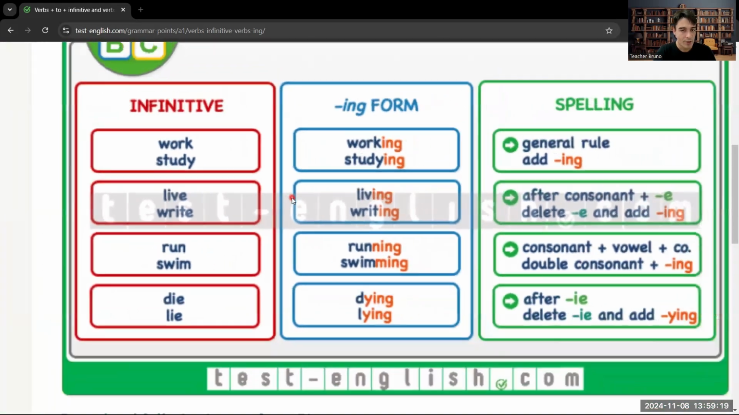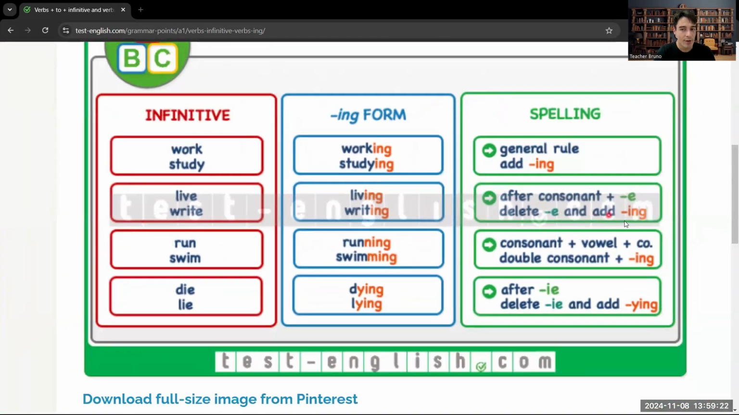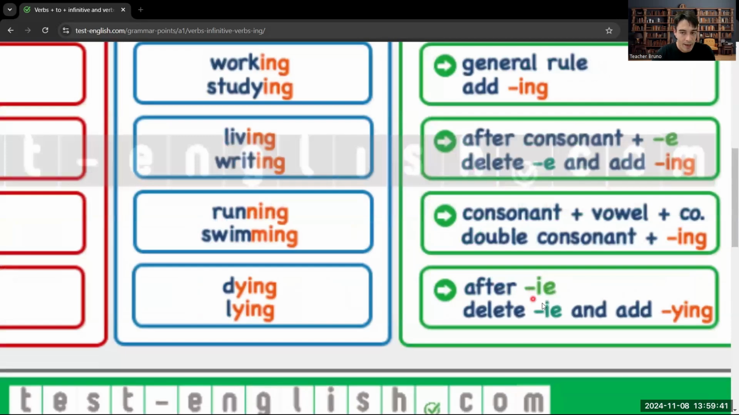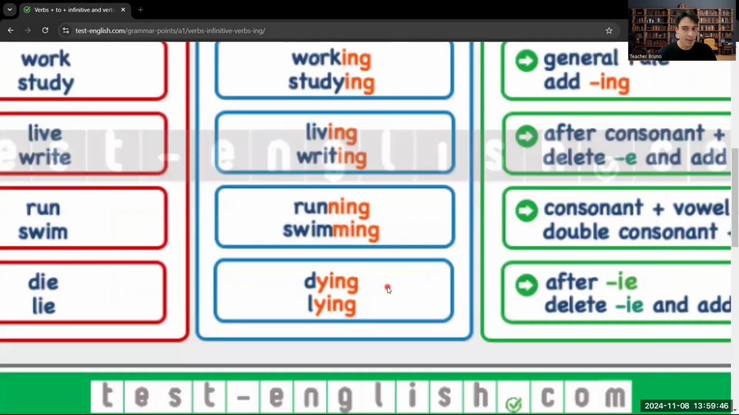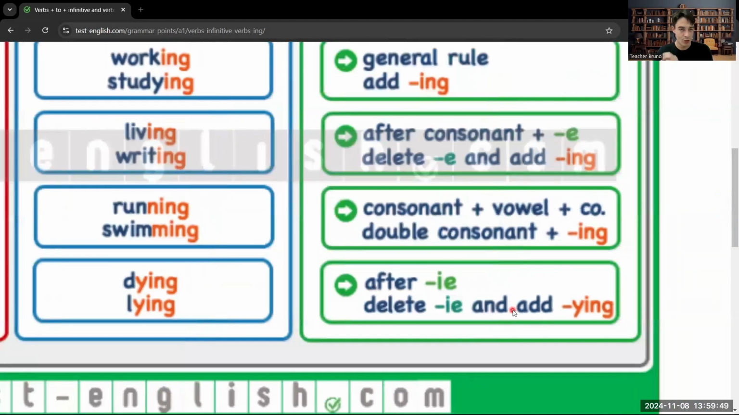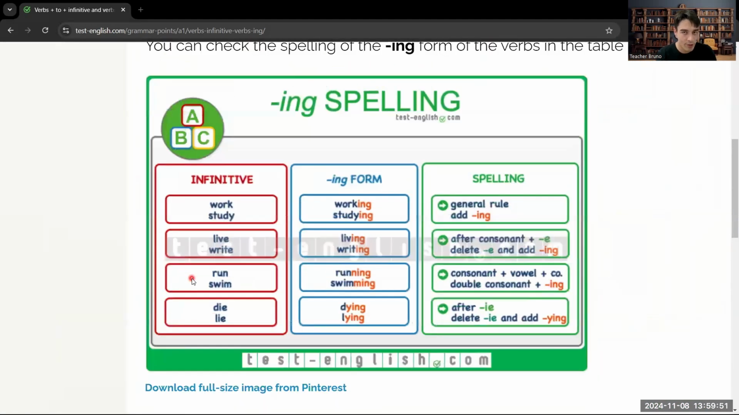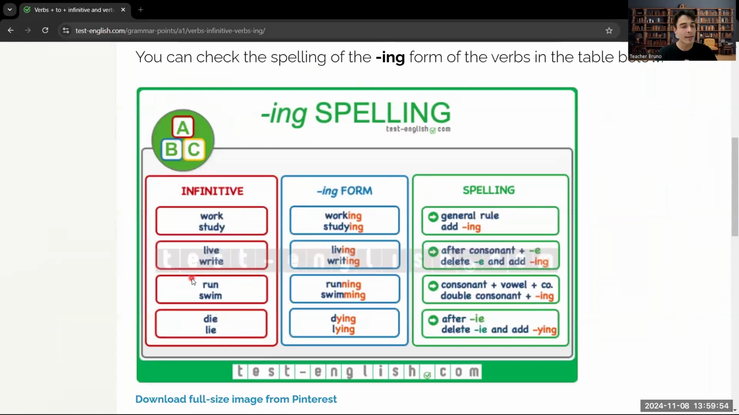Another special occasion, run and swim: consonant, vowel, consonant. That's the pattern, consonant, vowel, consonant. When it happens, we double this final consonant and then we add ing. And last but not least, die, dying, lie, lying. IE. That's the pattern, IE. When it happens, we delete the IE and we add YING, just like we have on this table over here. So those are the spelling variations for ing.